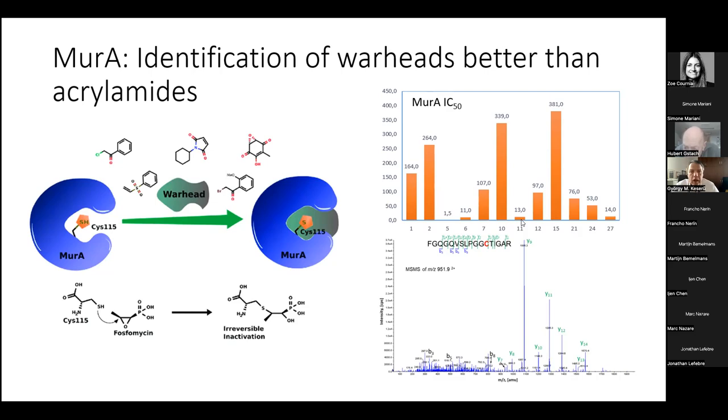This is the vinyl sulfone fragment that showed pretty good MurA IC50. So we can consider vinyl sulfone as a suitable warhead attacking this particular cysteine available for MurA inhibition. On the lower right corner, you can see the mass spectrometry analysis after the digestion of the protein, indicating that the vinyl sulfone moiety attacked this cysteine residue, exactly cysteine 115, indicated by the yellow C letter here.